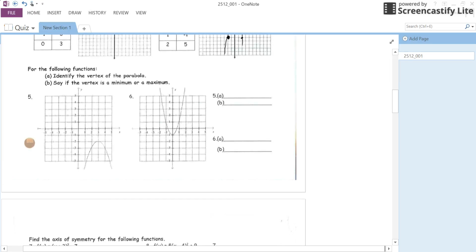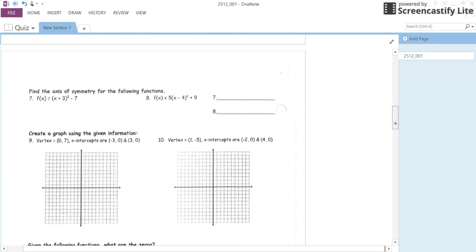All right, identify the vertex. So the vertex for this one would be 3, -2. So just look for that point right there. And that is a max because it's the highest point here. So this goes up and then it comes down, so it has a highest point, so that's a max. Okay, this one would be 0, -1, and it actually has a minimum, so it goes down and comes back up, so it has a min.